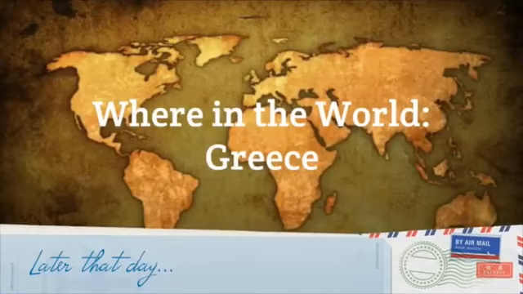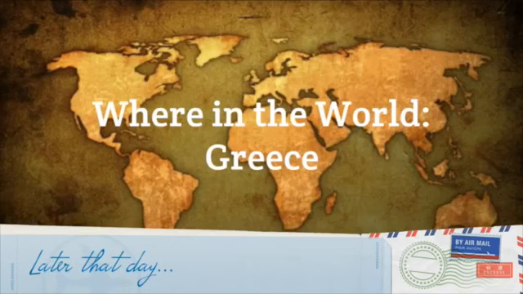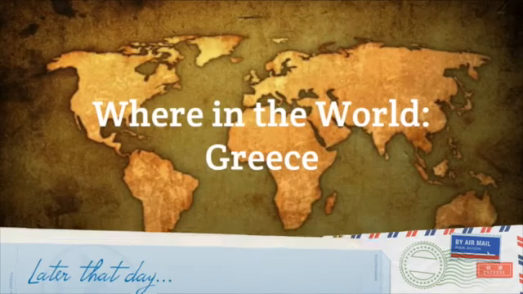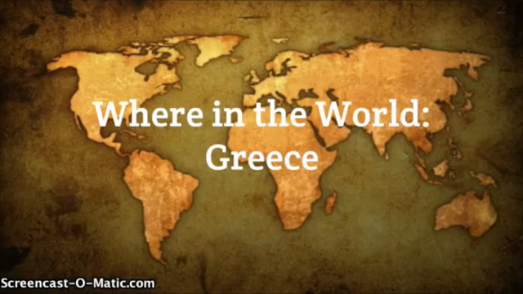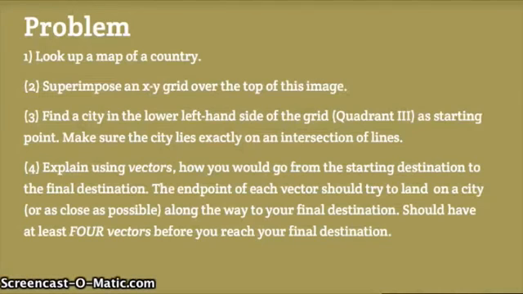Hi everyone, today we'll be talking about vectors using the map of Greece. We'll be using vectors as a route from our starting point to our final point. So our problem is, first, we'll look up a map of a country, which is Greece, then superimpose an XY grid over the top of an image.